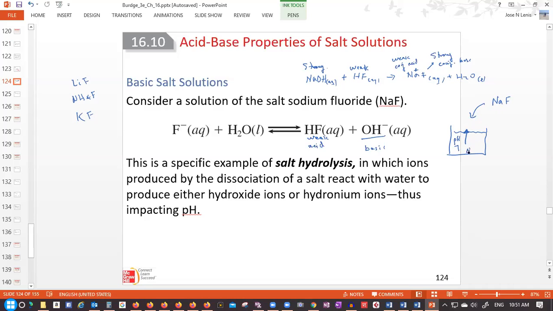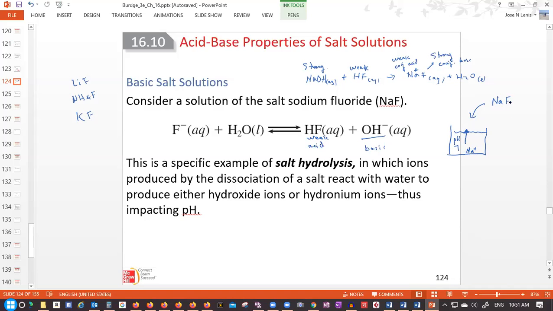Not because Na. We know Na comes from a strong base. Therefore, this is too weak to react with water. So we don't have to worry about this. This is like a spectator ion. That's why you don't see it here. And we don't even need to represent it there because nothing is happening. There's no hydrolysis. There's no reaction between Na plus and water.